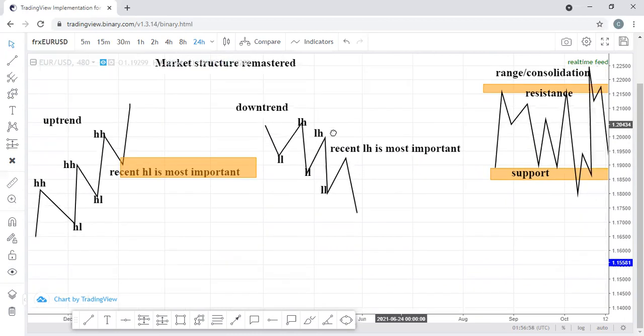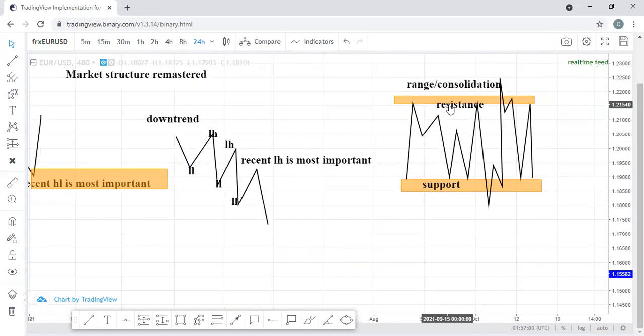And then in the range, you're looking to take the market at the upper range, which is the resistance, or the lower range, which is the support. So you're looking to buy here and sell here, buy here and sell here. So that is how to trade the range.